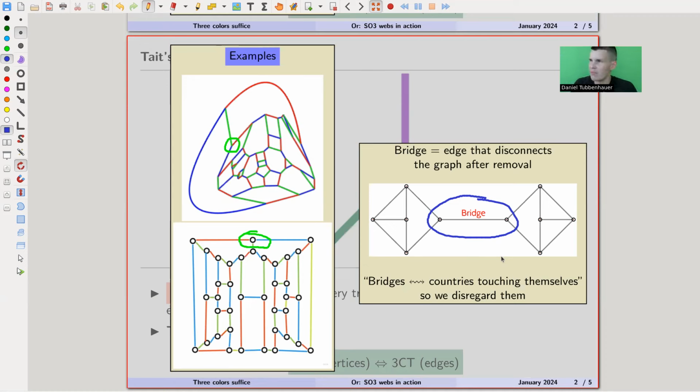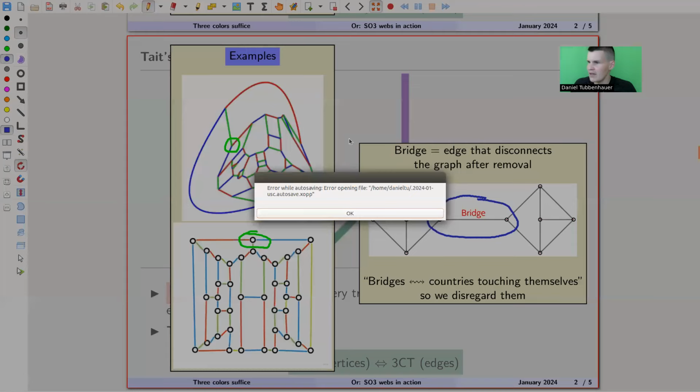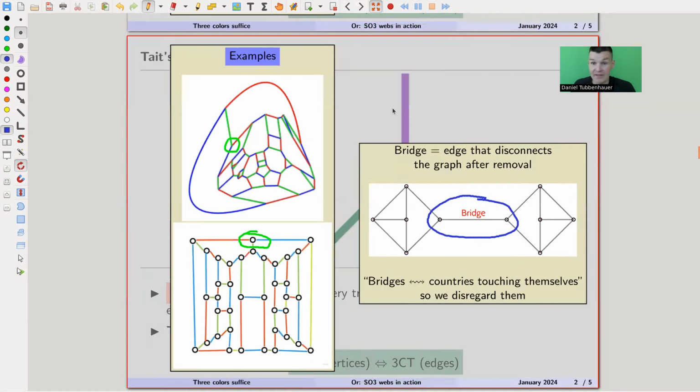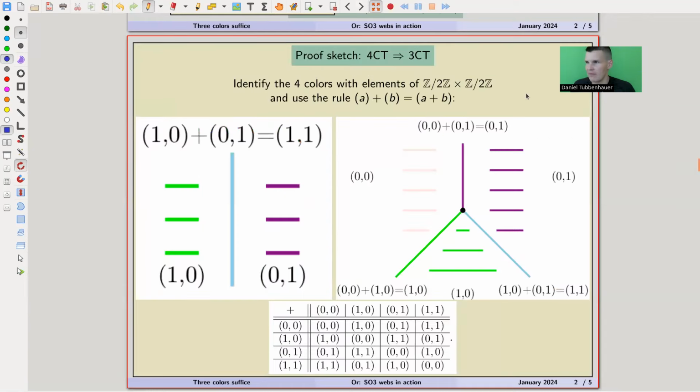So the 3-color theorem is exactly what is written here. Oh, my friend kind of came again. It's exactly what is written here. So that not every trivalent, not every web, but every bridgeless web admits a 3-color. Okay, I hope that's reasonably clear. Excellent. So let's have a look at the proof, and we'll see where the 4th color vanishes.